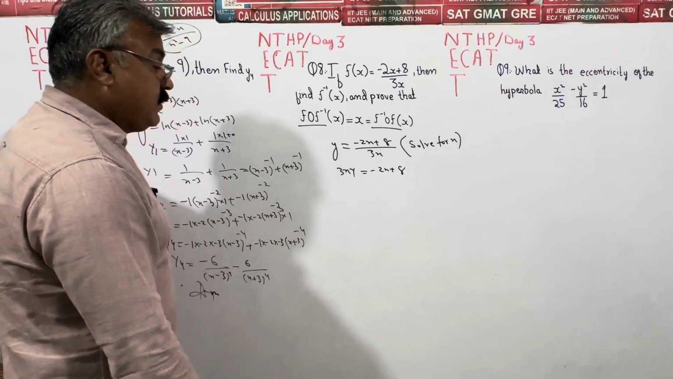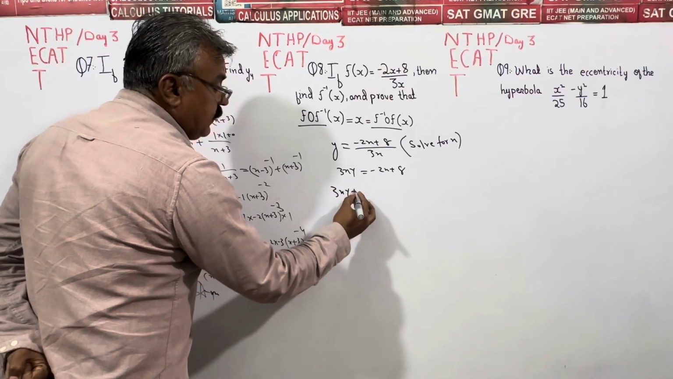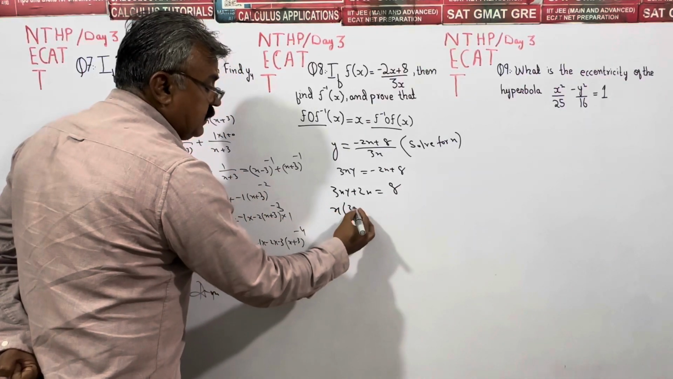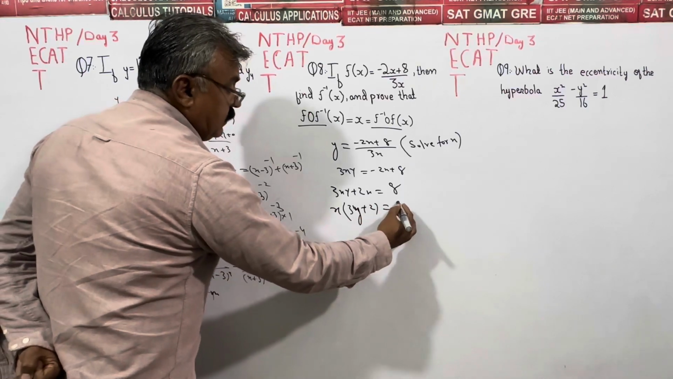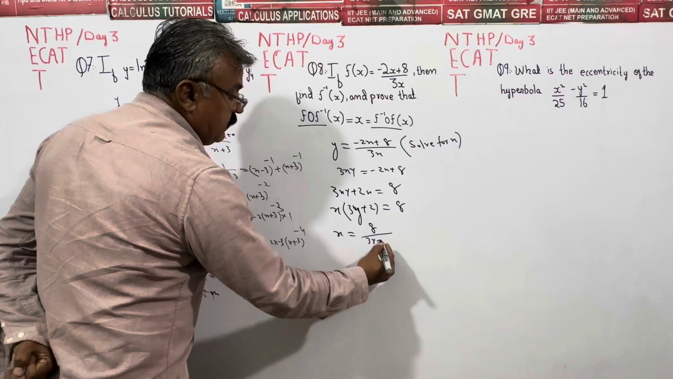We are about to solve for x. Only x, shift x to one side. 3xy minus 2x is equal to 8. Take x common. (3y minus 2) times x is equal to 8, and x is 8 over (3y minus 2).